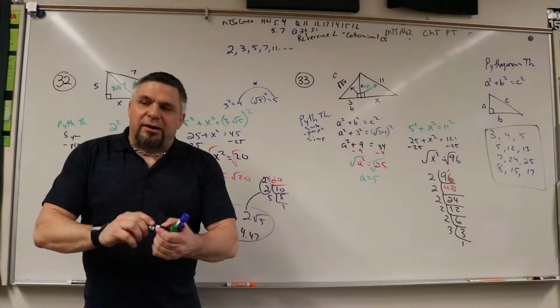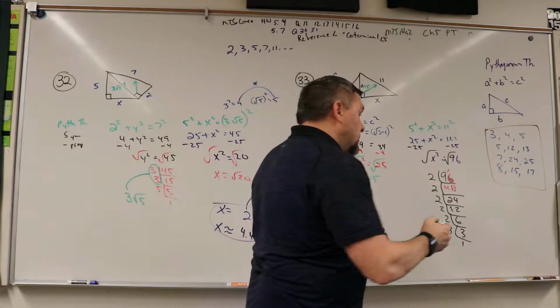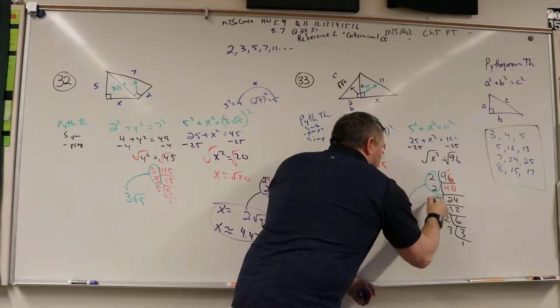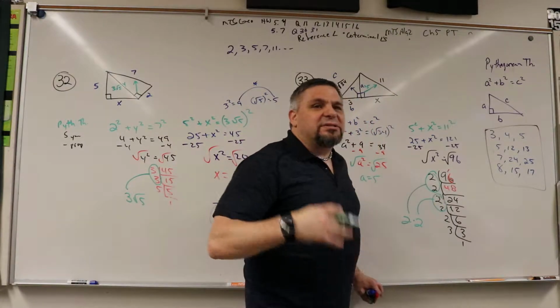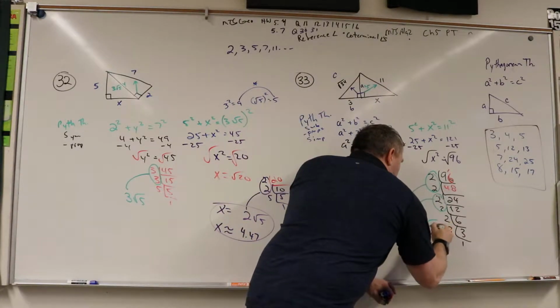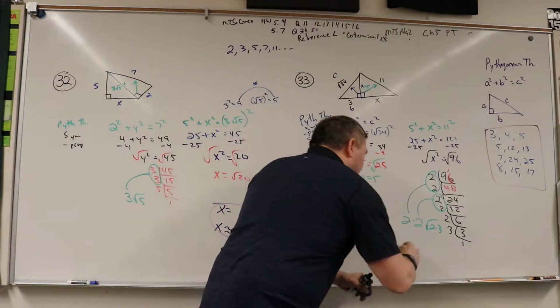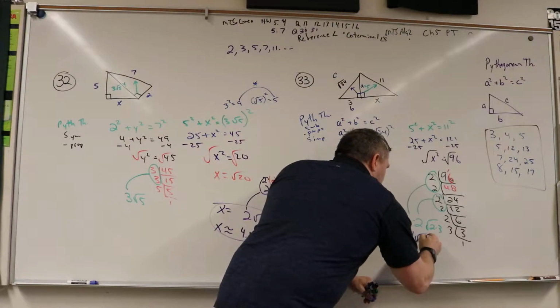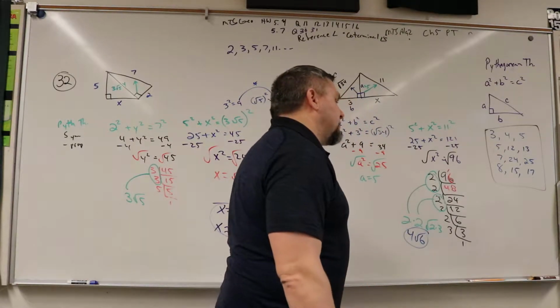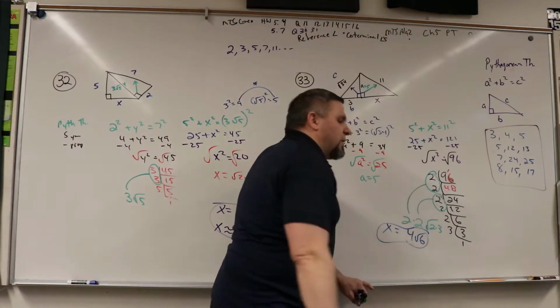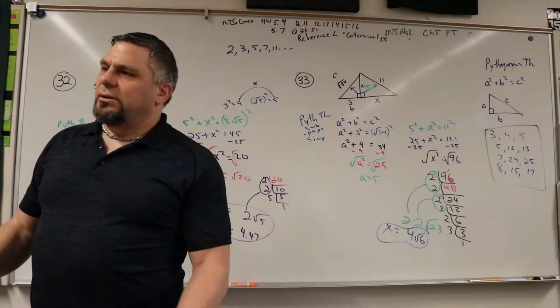Now, take your pairs. 1 pair. 2 pairs. That means I have a 2 and a 2. What's left inside? 2 times 3. So think of this. What's 2 times 2? What's 2 times 3? And there's your answer. X is equal to 4 square roots of 6. Okay?